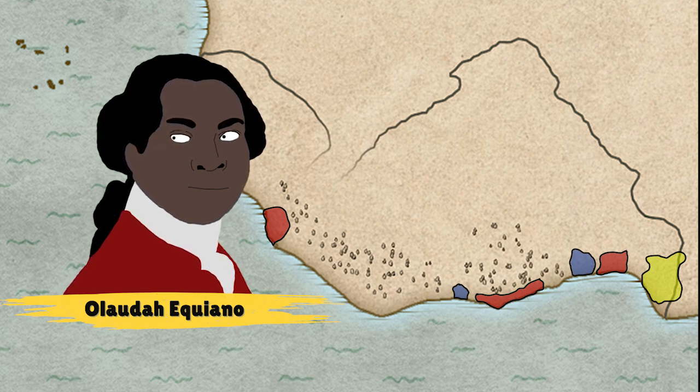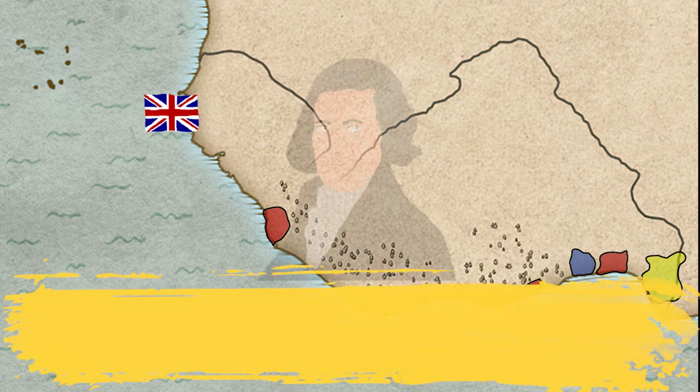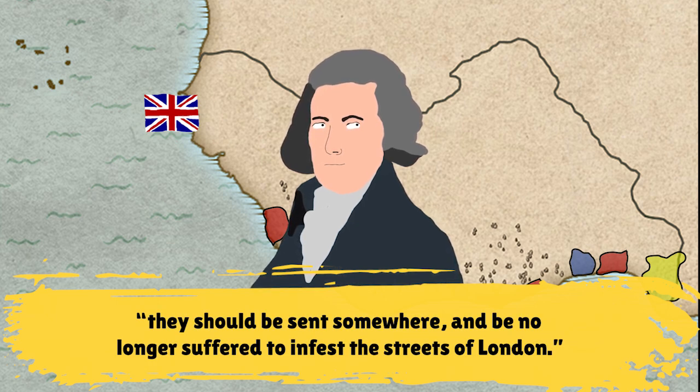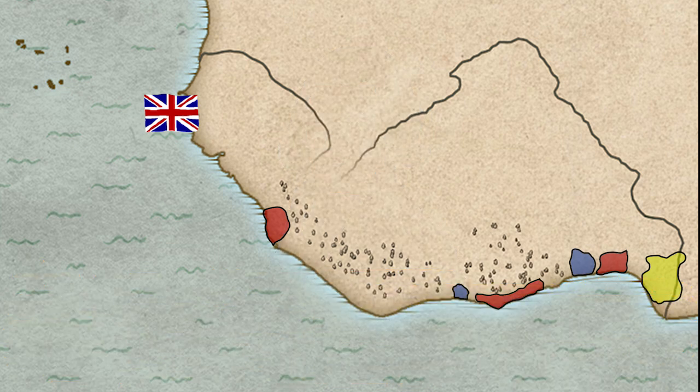He, like many others, went to live in England and formed the Sons of Africa group, aimed at abolishing the slave trade. Meanwhile, white abolitionists set up the Committee for the Relief of the Black Poor. They believed that sending the poor black people from Canada or the UK back to Africa would help relieve their poverty. But this plan also got support from many racists who hoped to remove black people from their countries. Prime Minister William Pitt the Younger said they should be sent somewhere and be no longer suffered to infest the streets of London.